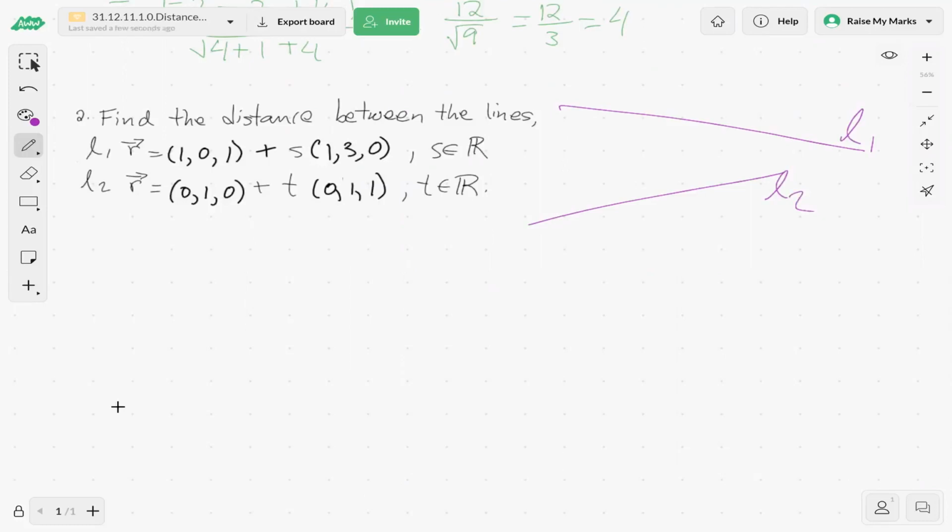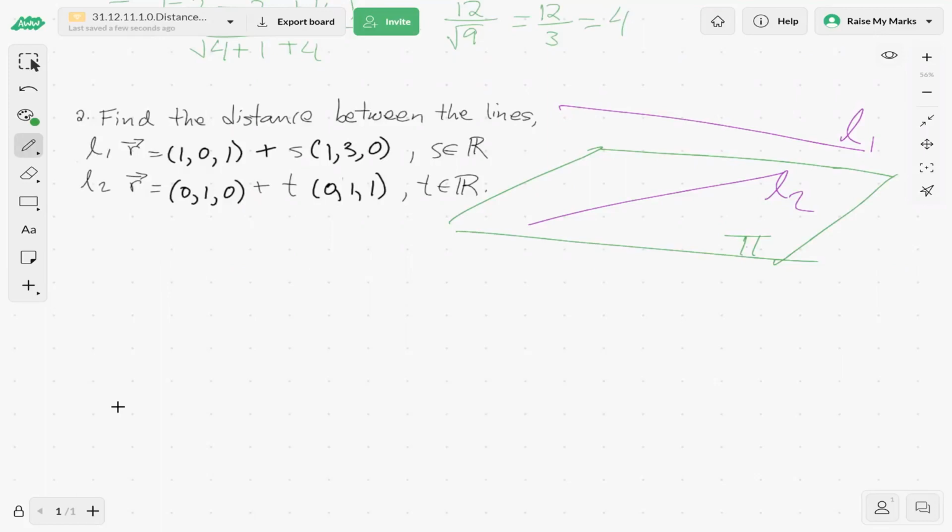Line 1 and line 2. So now what do we have to do? We need to find the distance between these two lines. Suppose we try and create a plane that contains one of the lines, say line 2. We'll call that plane pi. We want to figure out the equation of the plane pi that contains line 2.